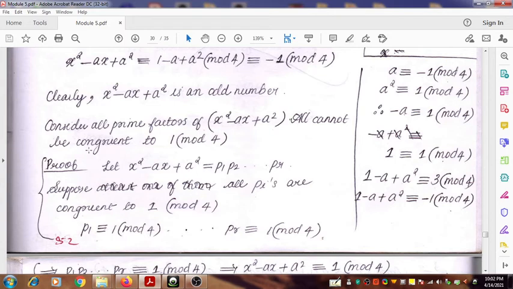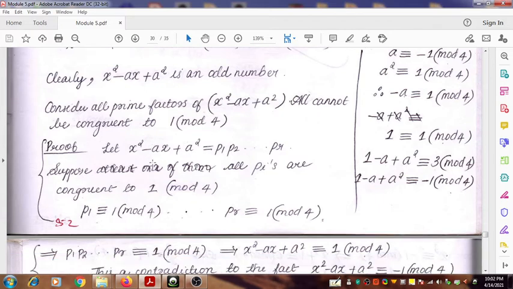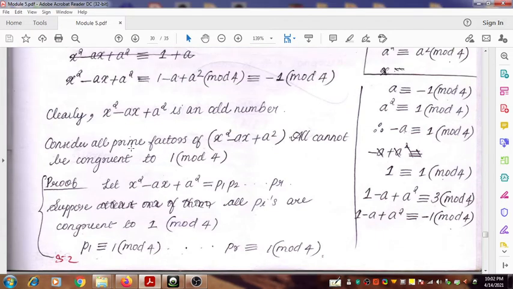Next, we proceed with more steps. We consider all prime factors of the number x square minus ax plus a square. They all cannot be congruent to 1 mod 4. When we consider the prime factors of the number, you can say that all those prime factors cannot be together congruent to 1 mod 4. This is a new claim. We have proved that this is an odd number.